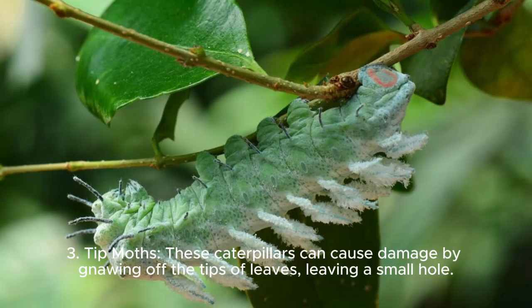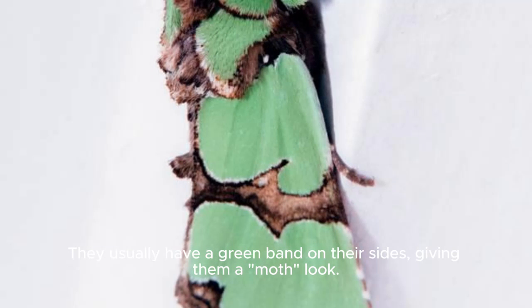3. Tip moths. These caterpillars can cause damage by gnawing off the tips of leaves, leaving a small hole. They usually have a green band on their sides, giving them a moth look.